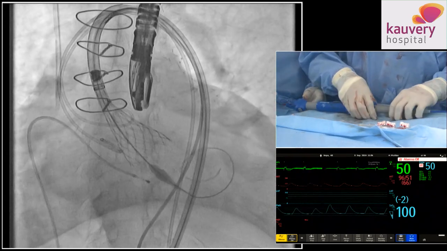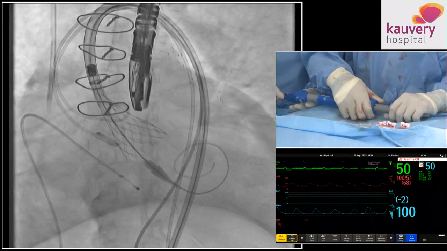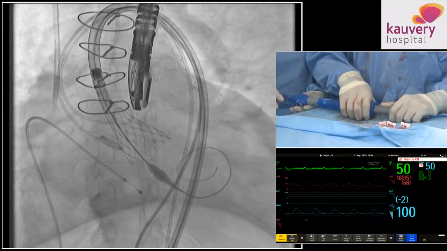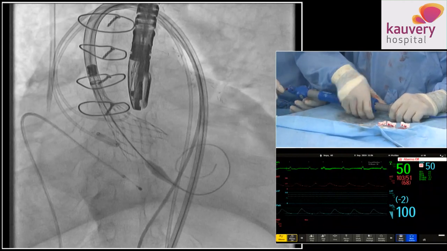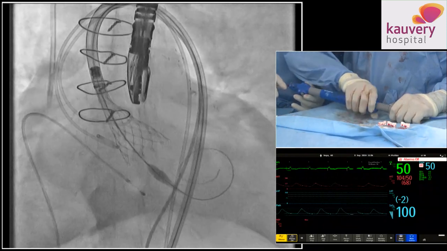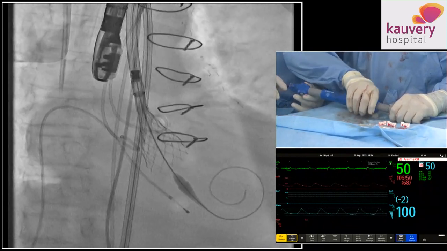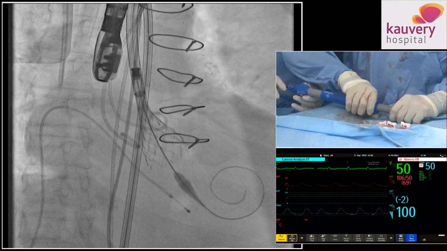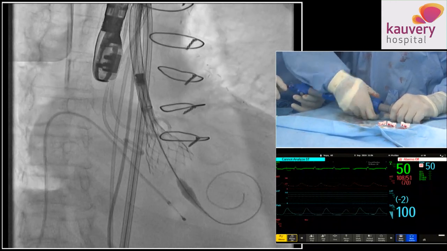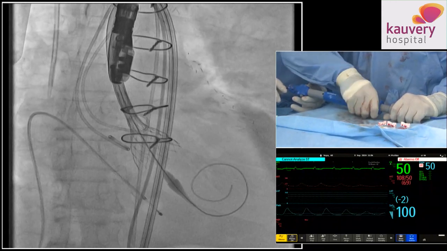This has gone deep. Come to the RAO now. Yeah, we have gone a little bit deep. We're going to recapture, and I'll position it again back. So come to the RAO. It's quite deep actually. So recapture. Go back to the reference image.